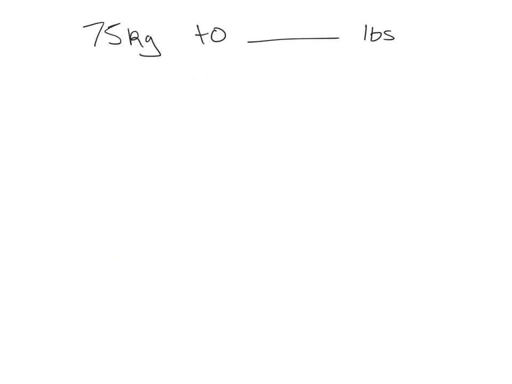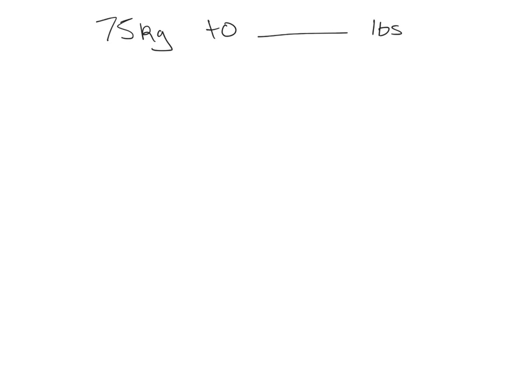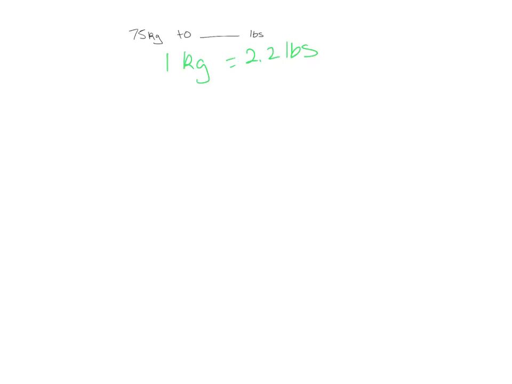Let's take a look at a different unit. So now we're going to look at kilograms to pounds. So sometimes we'll have to convert pounds to kilograms. This may or may not be a unit you know, but one kilogram is equal to 2.2 pounds. So if you wanted to do this, you would need to know that conversion.